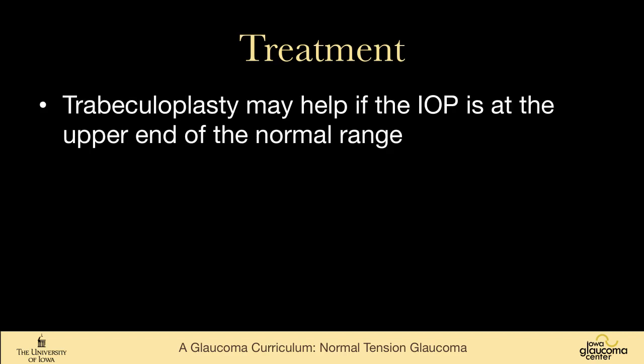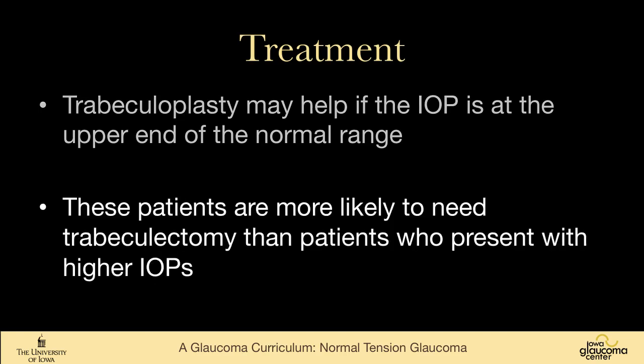I do precious little trabeculoplasty for people with normal tension glaucoma, but there is evidence that if people are at the upper range of normal tension, like pressures of 19 and 20, that it may help some. But these patients in general are more likely to go on to trabeculectomy than patients who present with higher intraocular pressures.